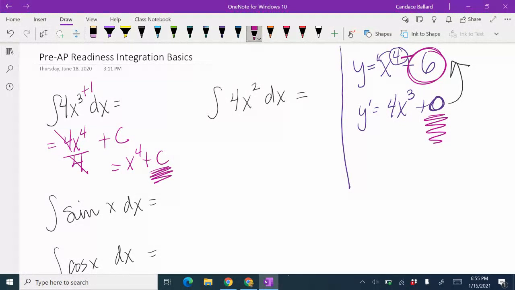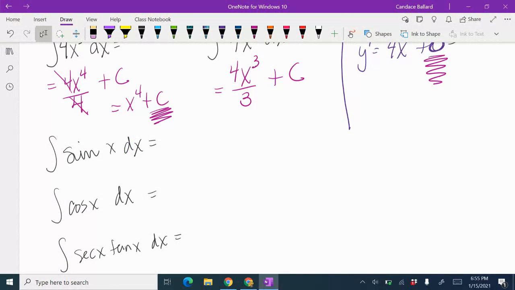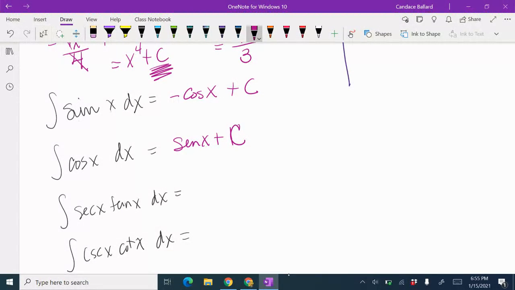All right, so let's try integrating this one. We're going to add 1. So we'd have 4x cubed and then divide by the new exponent, over 3, and then plus c. All right, and then really quickly what the trigs are. So when we integrate sine, we get negative cosine of x plus c. When we integrate cosine, we get sine x plus c. Notice the negative is on a different spot. When the answer starts with a c, we get a negative on it.